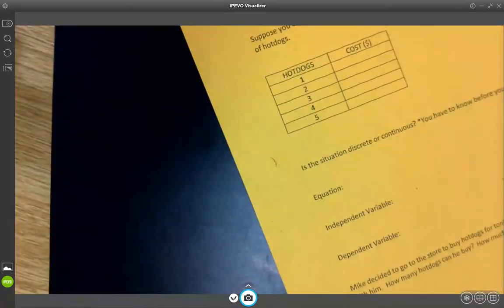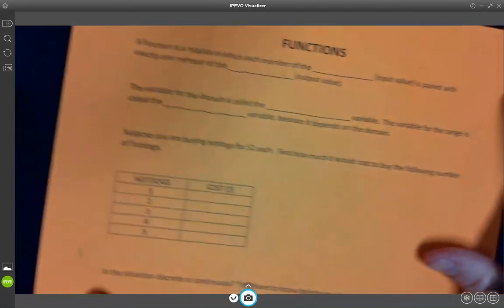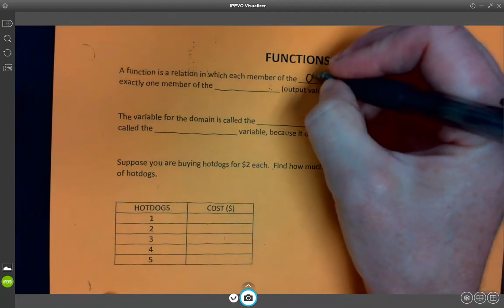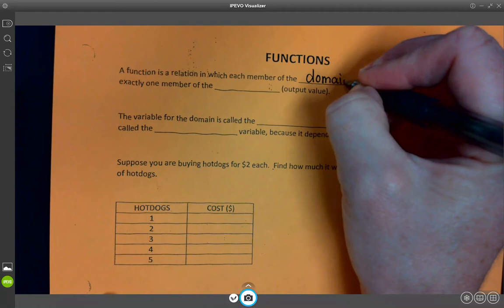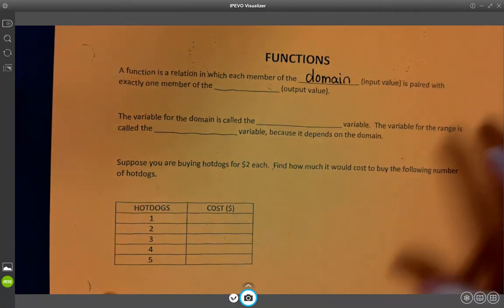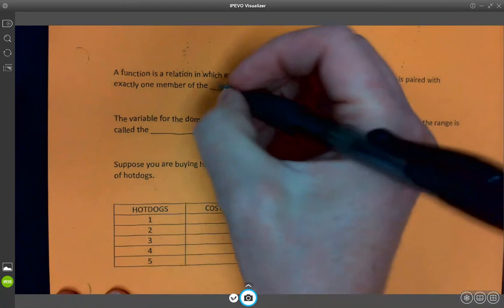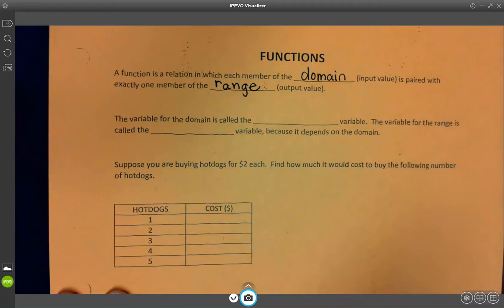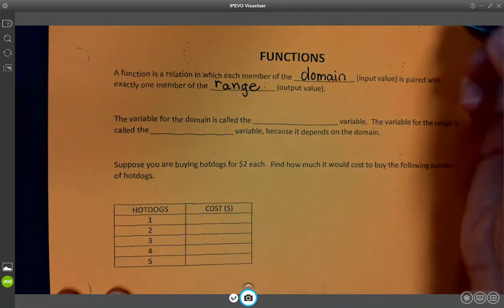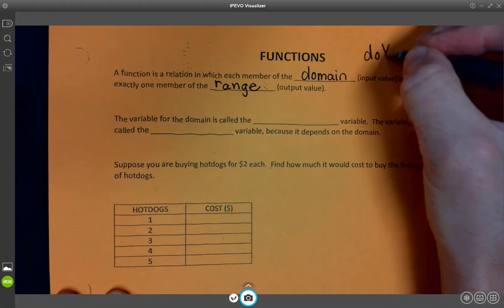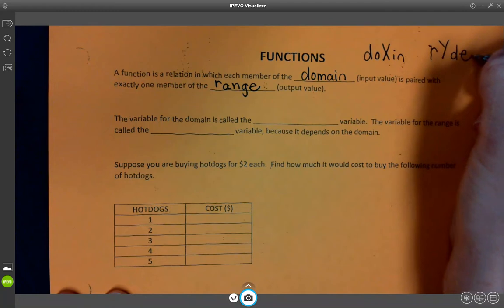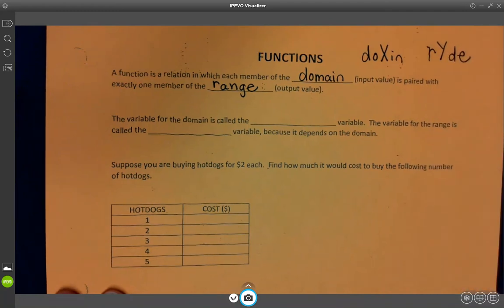And we are going to move on to functions as word problems and dealing with independent and dependent. So a function is a relation in which every member of the domain, input value, is paired with exactly one member of the range, your output. So to help us remember this, remember DaRI. So write that out.